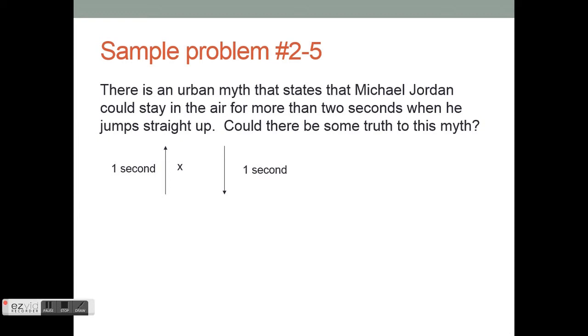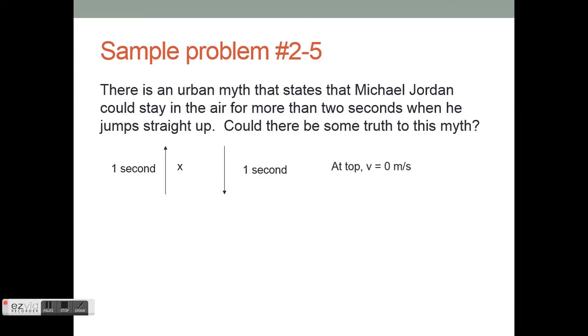Well, if he's going to be in the air for 2 seconds, he's going to be jumping up for 1 second and falling for 1 second. If the acceleration due to gravity is constant, the amount of time it's going to take him to go from the ground to the highest point of his jump is equal to the amount of time it takes from the highest point back to the ground.